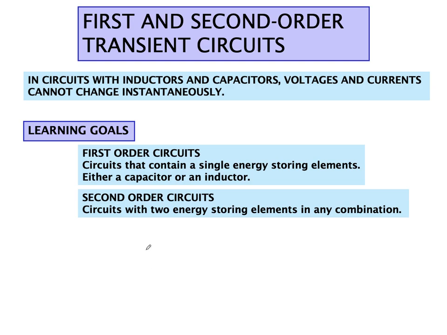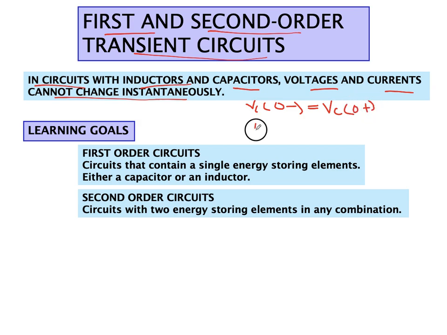Let's start chapter number 7, which is about first and second order transient circuits. In circuits with inductors and capacitors, voltage and currents cannot change instantaneously. As we have discussed in chapter number 6, in case of capacitors, the voltage across the capacitor does not change instantaneously. That is, voltage across the capacitor at time 0 minus will be the same as we see at 0 plus.